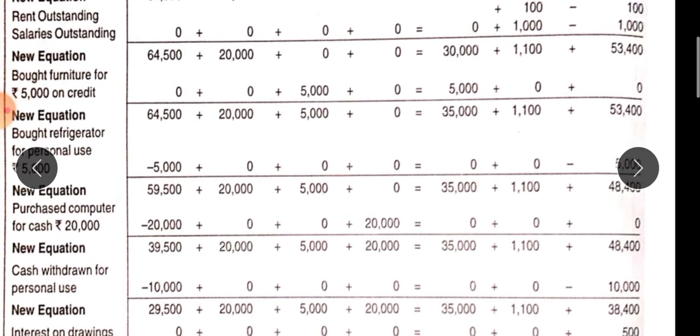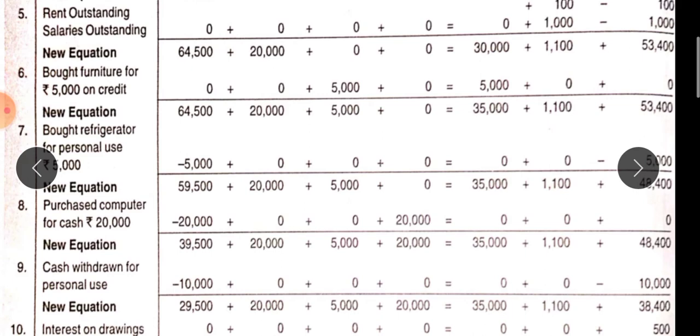Now all of you take the next illustration, that is transaction: bought furniture for rupees 5,000 on credit. Furniture is an asset, so on the asset side make one more column for furniture and add 5,000 to it. It's on credit, so creditors will increase by 5,000 rupees. Okay, so check the new equation.